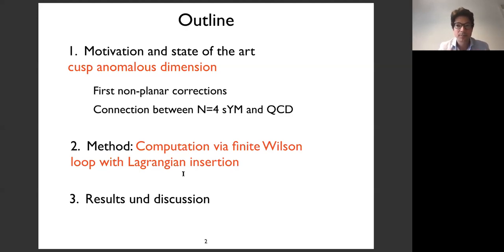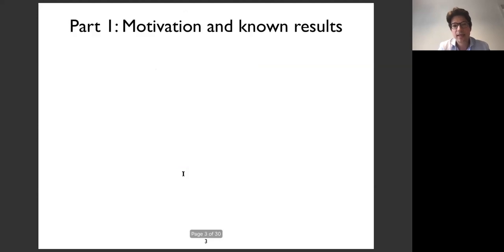The computation uses an interesting, kind of unusual method that is based on a Wilson loop with a Lagrangian insertion. So I'll also tell you about that. And after that, I'll discuss the results and conclude. So to begin with, some motivation.